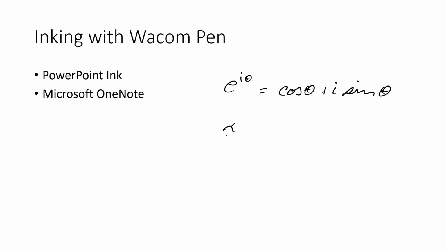Or I could say that x equals negative b plus or minus the square root of b squared minus 4ac, all over 2a. And you can also erase. I just turned my stylus over and I'm going to erase the 2a and I'm going to write it back in. So you can do a very good job with PowerPoint inking.